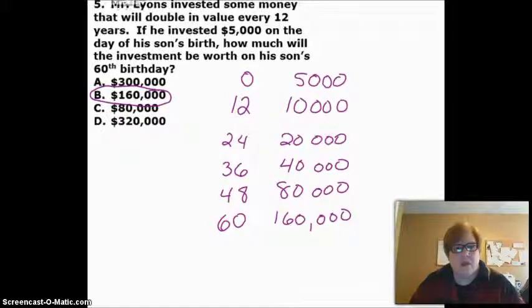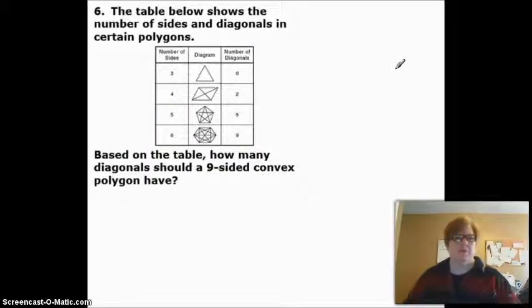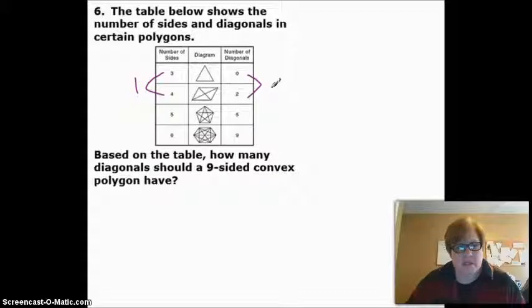All right, number 6. The table below shows the number of sides and diagonals in certain polygons. Based on the table, how many diagonals should a 9-sided convex polygon have? All right, well, when we went up 1 on the number of sides, we increased the diagonals by 2, and then we increased by 3, and then we increased by 4. So it seems like we're increasing 1 more each time. So I could continue to carry the pattern out that way.